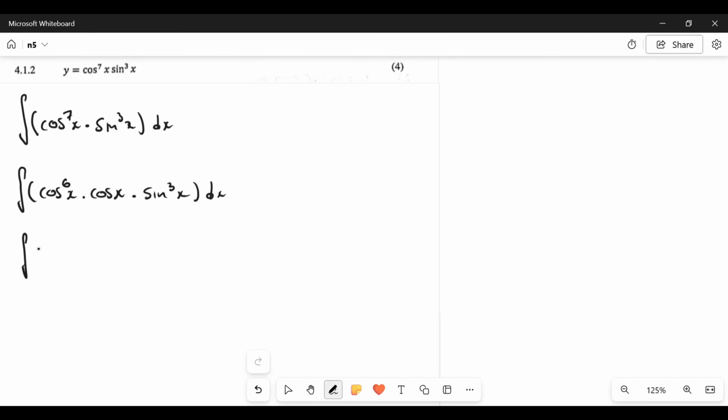We can say sigma, open bracket. We can say open bracket again, cos to the power of 2x. Then outside there, we can say to the power of 3. If you multiply this exponent of 2 with that exponent of 3, they're going to give you the exponent of 6. So I hope you know this.